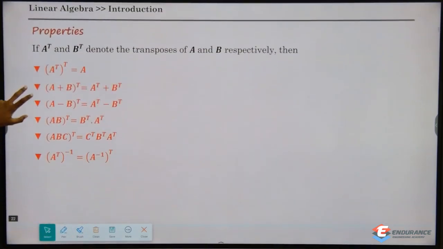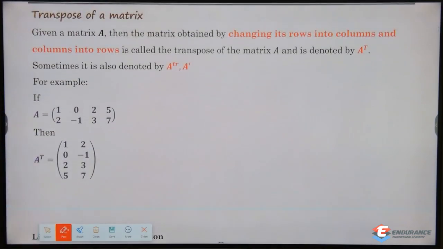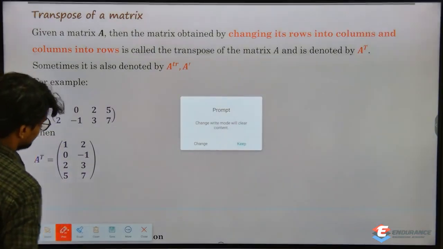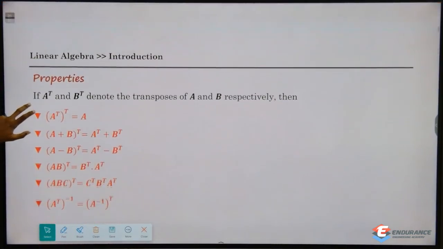Next, properties. I think these things you know. Just take this itself. I have applied transpose for A matrix. What if I again apply transpose for this? It will become A. So the whole transpose of A transpose will become A itself. Okay, and these are basic.